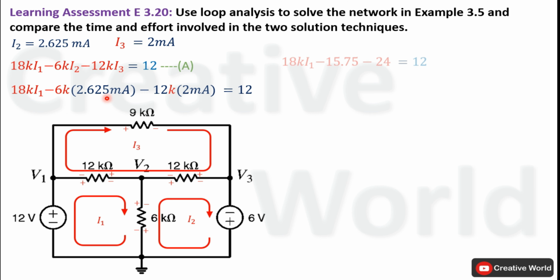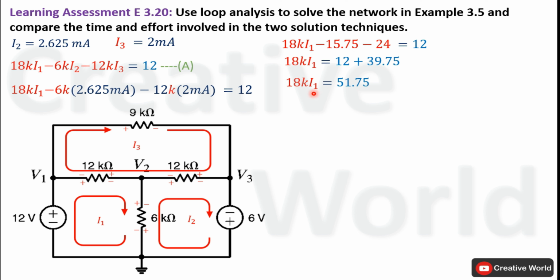Solve this equation. The equation will become 18k I1 minus 15.75 minus 24 equal to 12. Now place these two constants on the other hand side of equal and add these values together. The equation will become 18k I1 equal to 51.75. In order to calculate the value of current I1, divide on both sides with 18k. So the value of current I1 will become 2.875 milliampere.